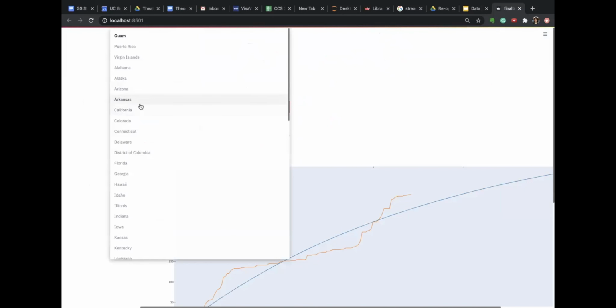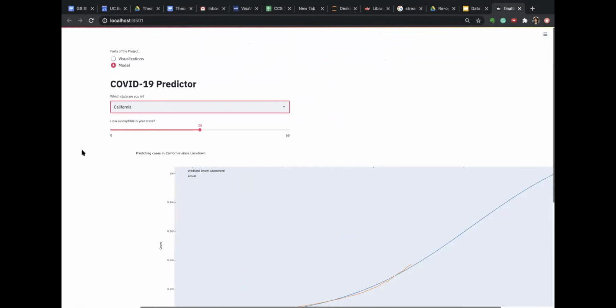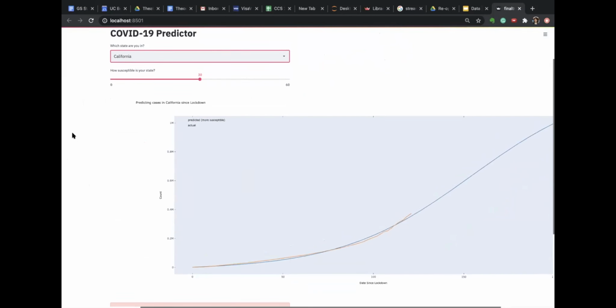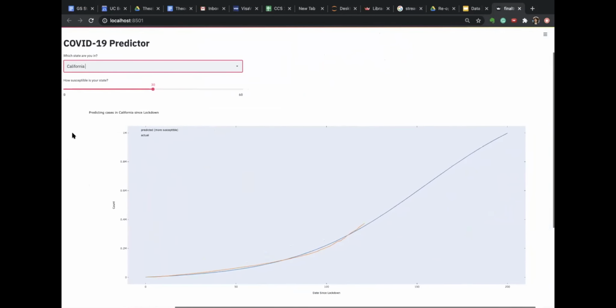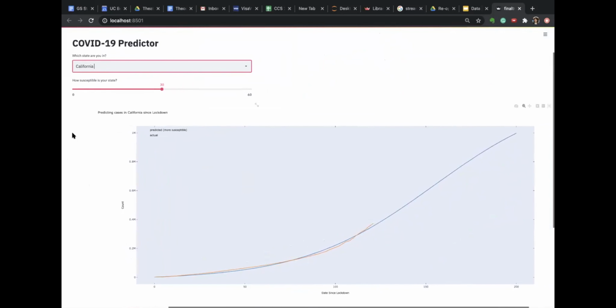Thank you, Alvin. So our SIR model that we briefly talked about earlier focuses on 3 major terms. These 3 terms are susceptible, which is the S in the SIR, the I is for infected, and the R is for recovery rate. So here, as we can see on our website, we have a marker for susceptible, how susceptible is your state.